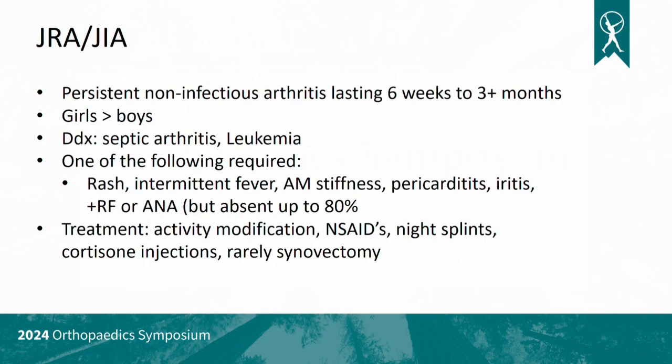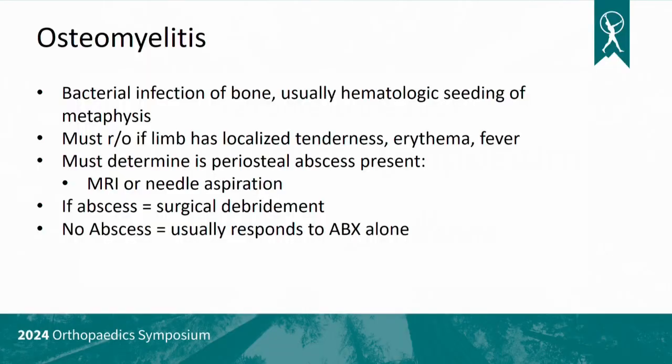JRA, JIA, I talked about this a little bit earlier, so I'll probably skip over that one. The biggest thing with this is typically if they have an autoimmune inflammatory reason for the limp, they usually have joint swelling. So if there's a knee that's swelling, that is when I would more go down this road, if there's not anything else obvious that's making that knee swell.